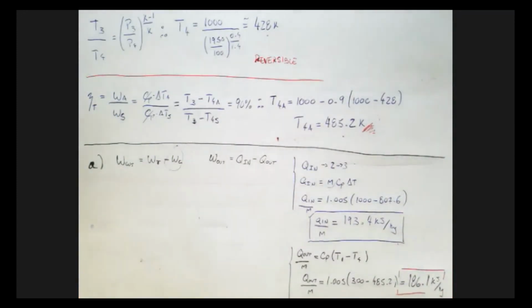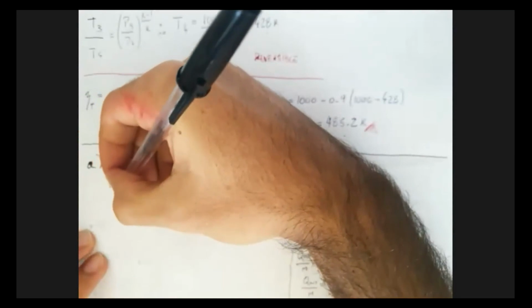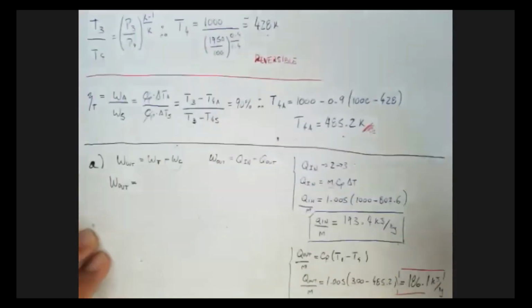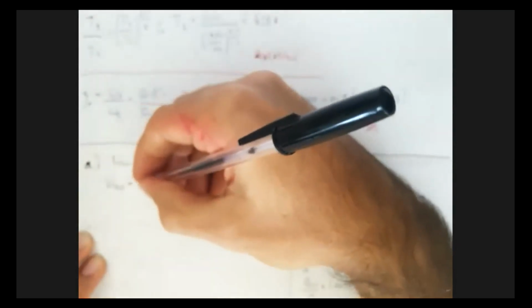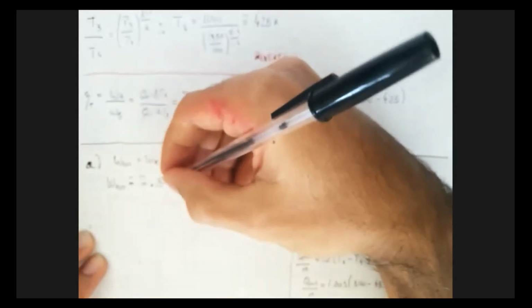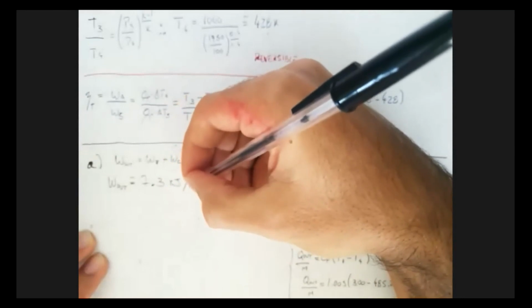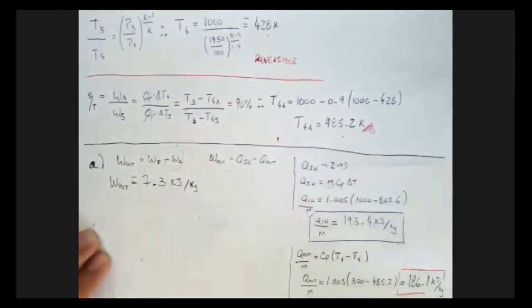Okay, now that we have the amount that's going in, the amount that's going out, and mind you guys, it's actually losing a lot of energy in this system, right? You barely have any efficiency in this one. So the work out is just going to be the difference between the two. So 193 minus 186, that's about 9.3. Oh, sorry, 7.3, which is indeed little. And that's part A, right?